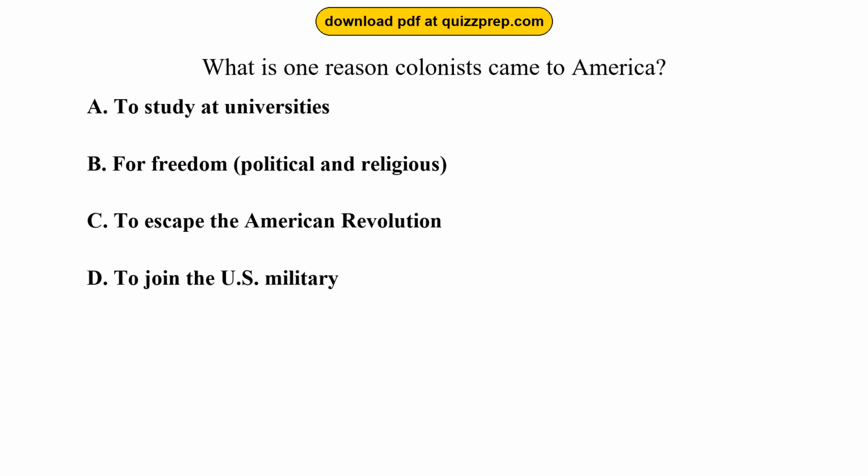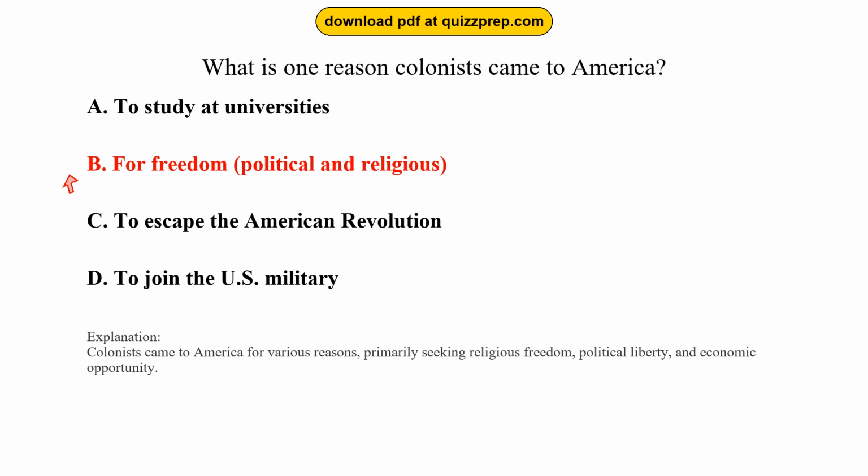Question 77. What is one reason colonists came to America? Option A. To study at universities. Option B. For freedom, political and religious. Option C. To escape the American Revolution. Option D. To join the U.S. military. The correct answer is option B. For freedom, political and religious. Colonists came to America for various reasons, primarily seeking religious freedom, political liberty, and economic opportunity.